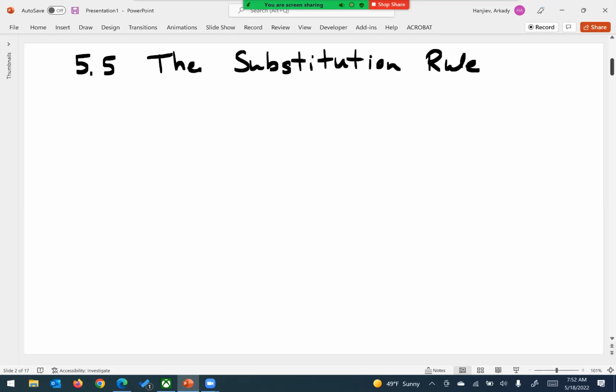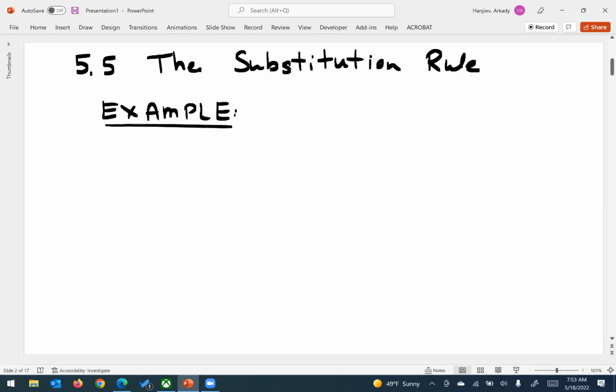So let's do an example first. That'll be easiest here. Example: what we want to do is take the antiderivative of 2x times the square root of 1 plus x squared, dx. That is it.